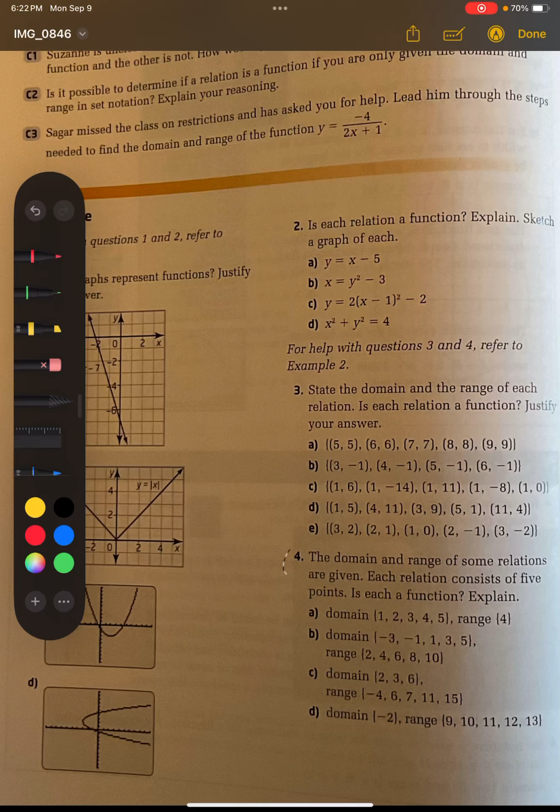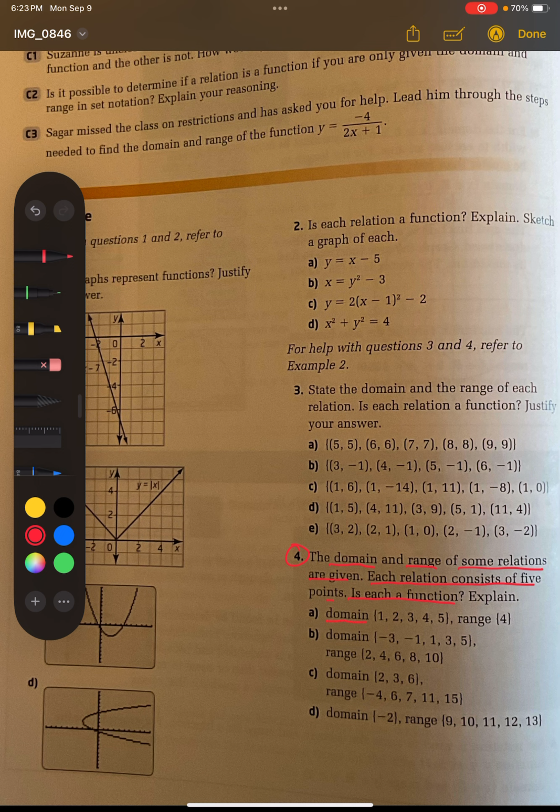We are looking at question 4. Question 4. The domain and range of some relations are given. Each relation consists of 5 points. Is each a function? Explain.